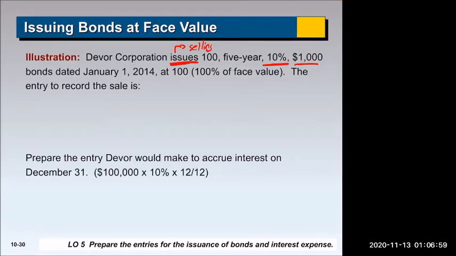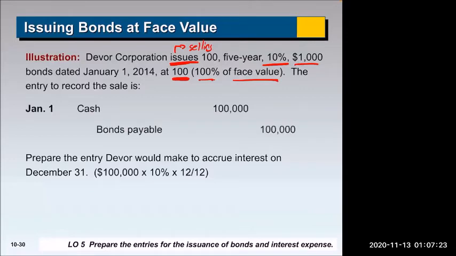Now, what they say here is that we're selling the bonds at 100. Now, whatever number they say, at 100, at 98, at 102, that is the percentage of face value. So I'm selling $100,000 of bonds for $100,000. What can you tell me about the interest rate for this bond?